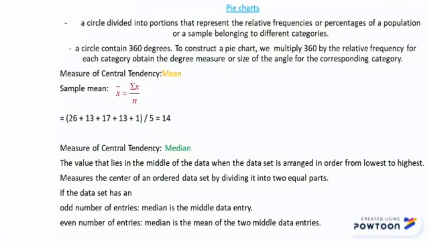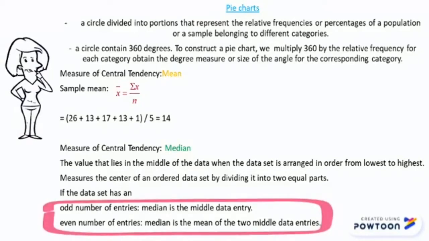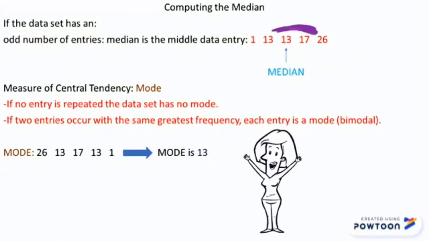Next, I will measure the central tendency of the median. If the dataset has an odd number of entries, the median is the middle data entry. If the dataset has an even number of entries, the median is the mean of the two middle data entries. The median of the data is 30.